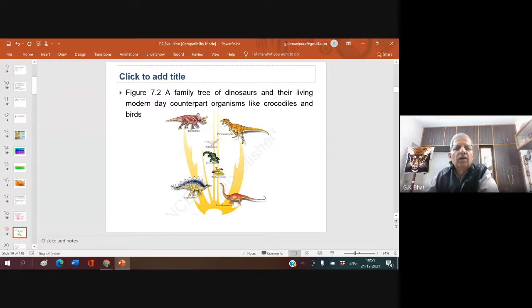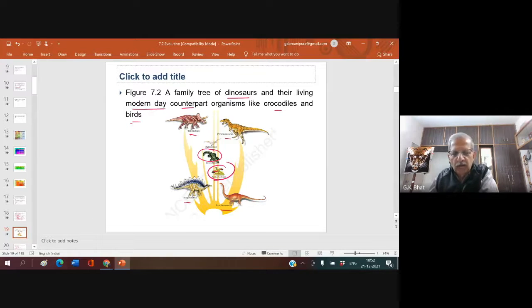Look here. This is the family tree of dinosaurs and their living modern day counterparts like the crocodile and birds. Now, I would like to give you a little bit of information on these different dinosaurs. I'm sure you are familiar with some of them because they appear very much in the cartoons. Let us see a little bit more about this. I'm just taking you to dinosaur world.